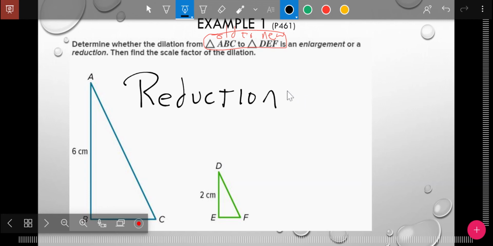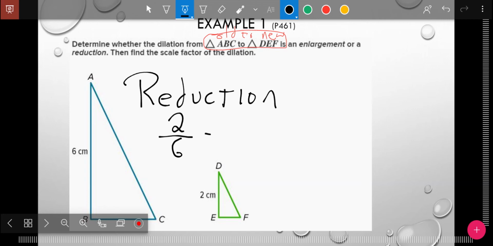Scale factor. The scale factor we said is new over old. So the new one is the green one. And we want to compare the same parts. So if I compare the left side on the one, I need to compare the same side. They give me more than one number. I can compare left to left or bottom to bottom, but I cannot compare left to bottom. So 2 is on the left, compares to 6 on the left.